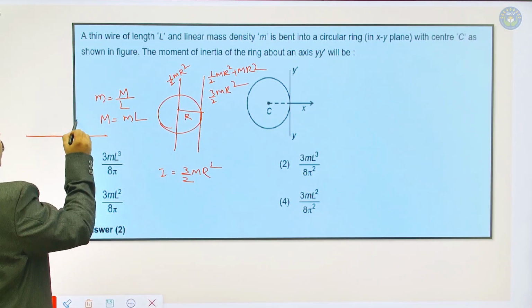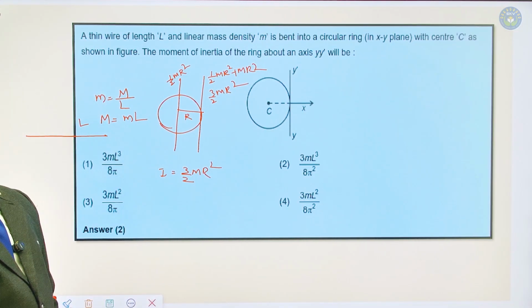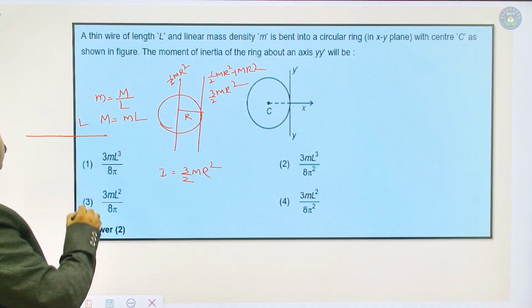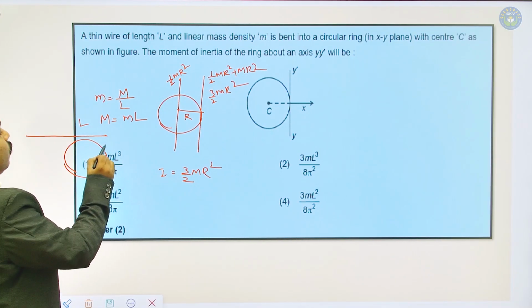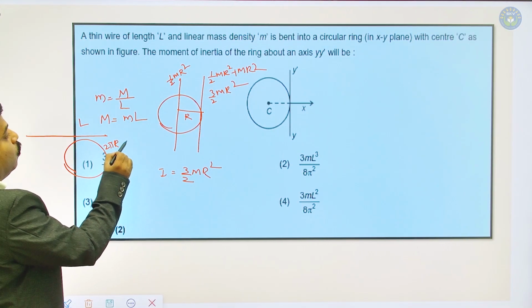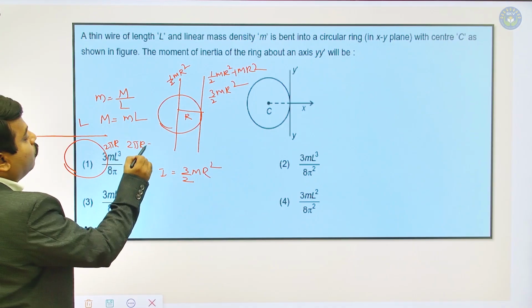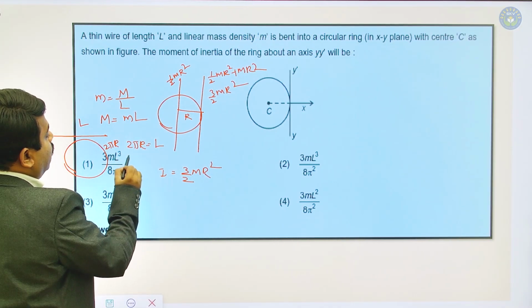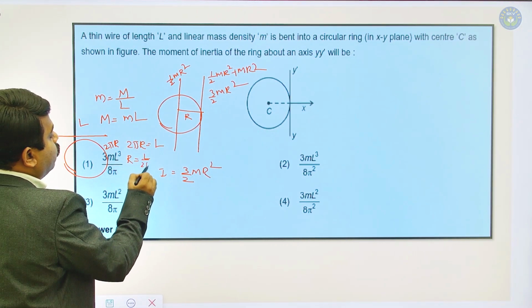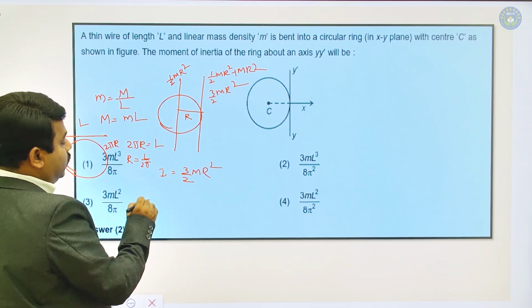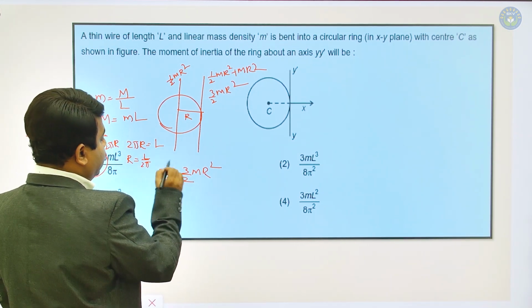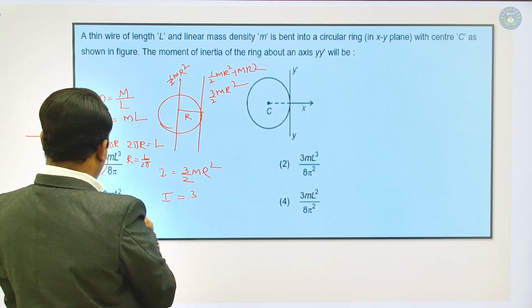The length of the wire is given as L, bent into a ring, so the circumference is 2 pi r. Then 2 pi r is equal to L, so r is equal to L by 2 pi. Now you can substitute these values here because we need the answer in terms of small m and L.